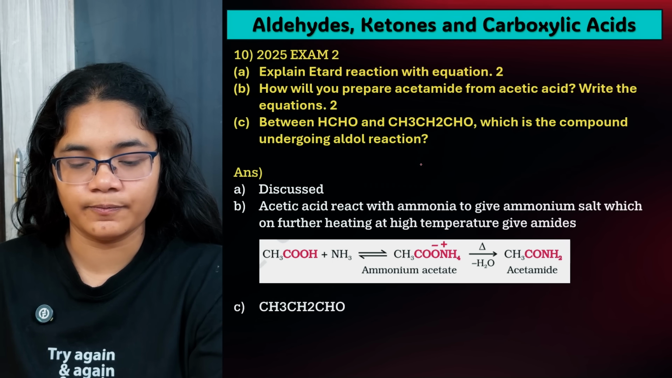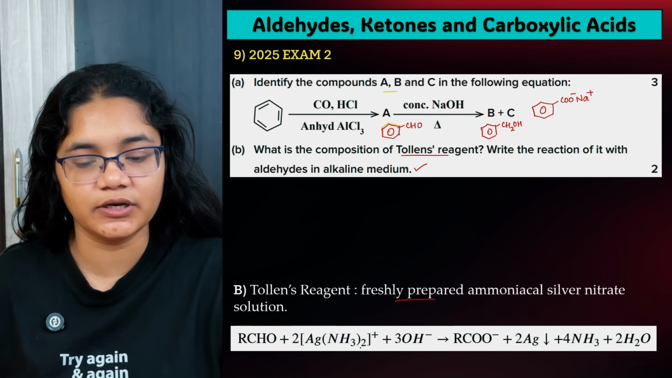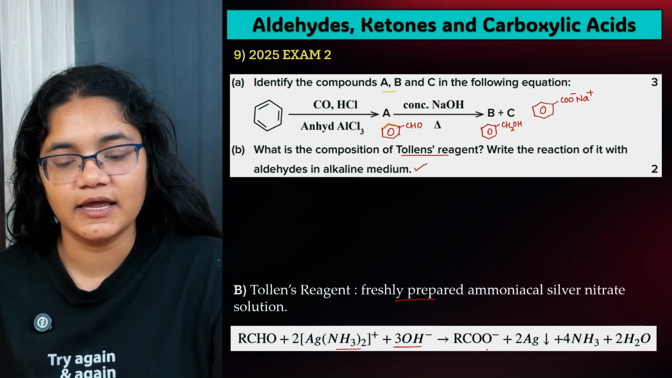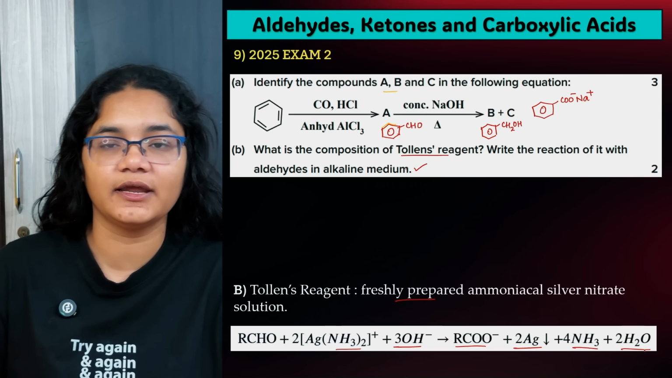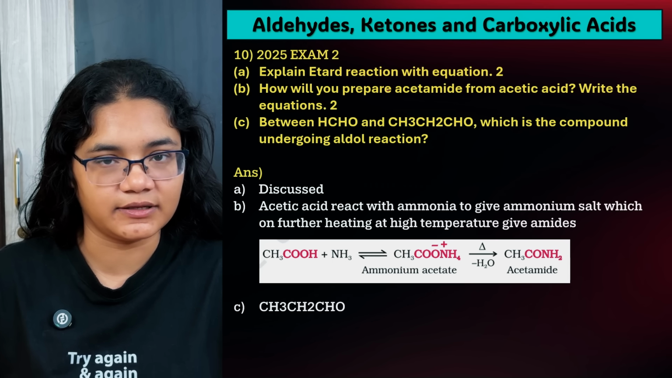Next, what is the composition of Tollens reagent, and write the reaction of it with the aldehydes. So Tollens reagent is the freshly prepared ammoniacal silver nitrate solution, and it reacts with aldehyde: Ag(NH3)2 plus and 3OH minus to give you salt of acid, and then silver precipitate, 4NH3 and 2 water molecules. Next, we'll see the second question from this chapter.